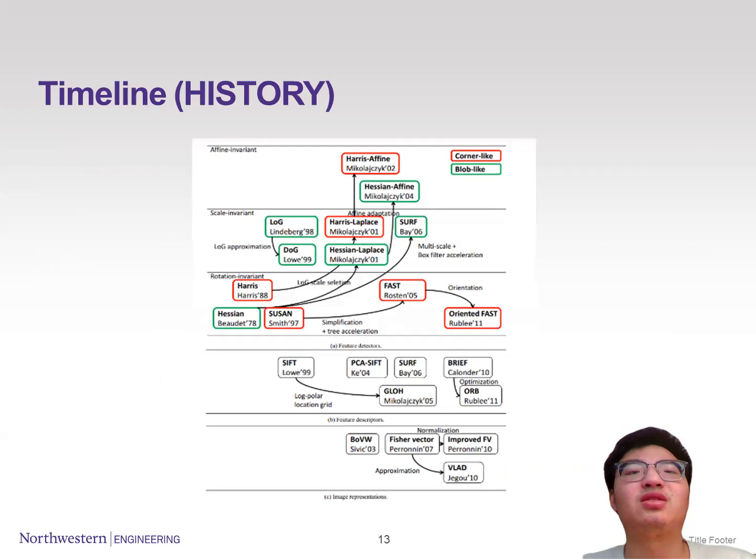This is a history overview of local descriptors and image representations. It lists different methods and times. It also shows some relationships between them, such as SIFT, BRIEF, and ORB, and Harris and FAST, that I have mentioned before.